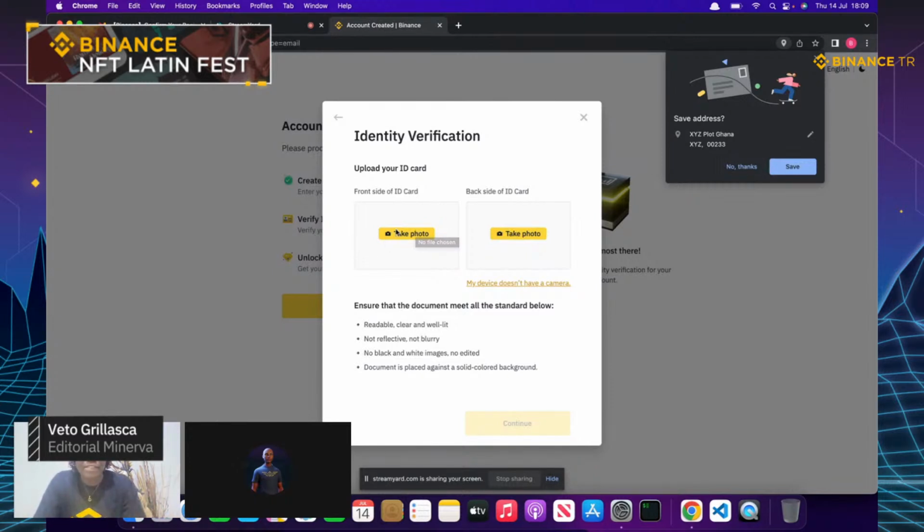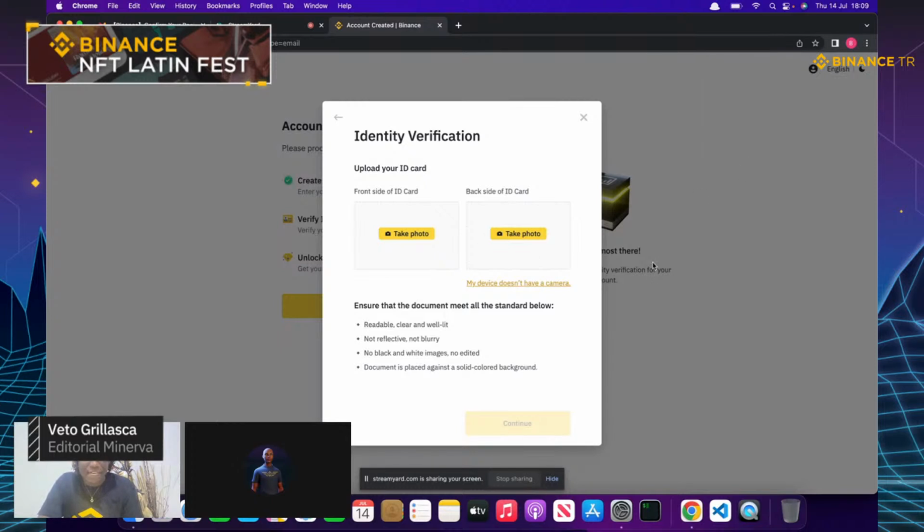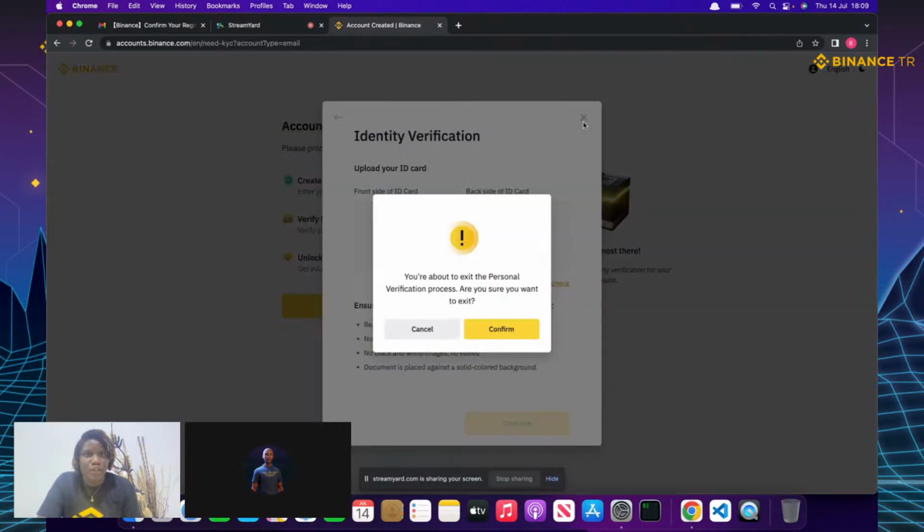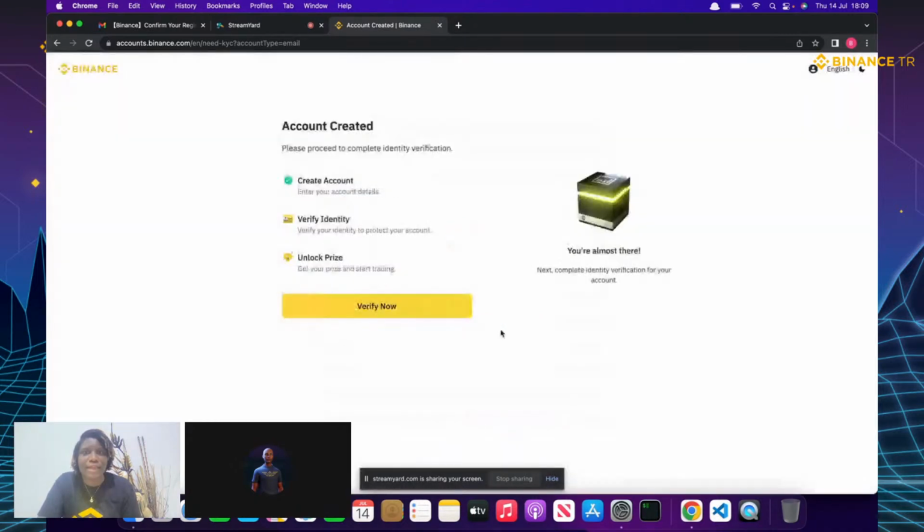What's going to happen is that after uploading, you will also be required to verify yourself where you face the camera. They will tell you to maybe move your head, tilt your head, and all that, just for biometric verification. After that is done, it will take a while, not too long, and you will be verified. So this is basically the entire process that you will go through here. Okay, so let me just confirm that I'm exiting this.